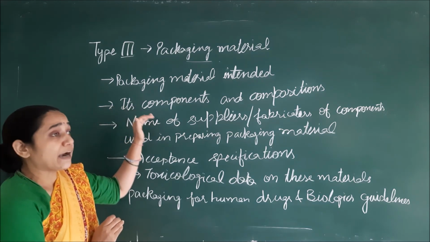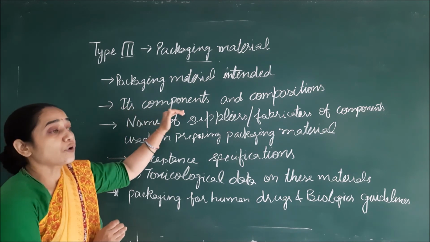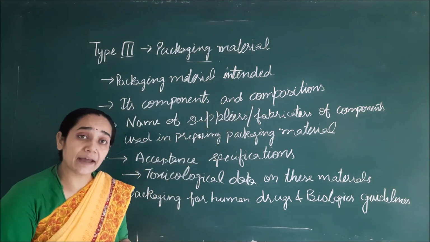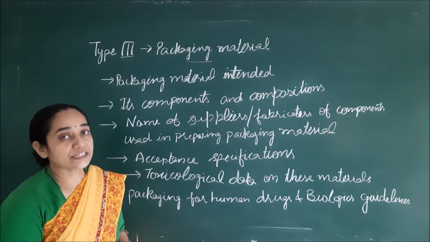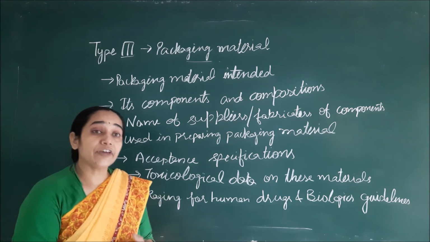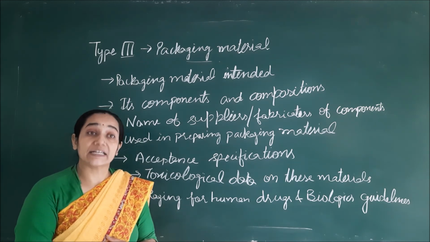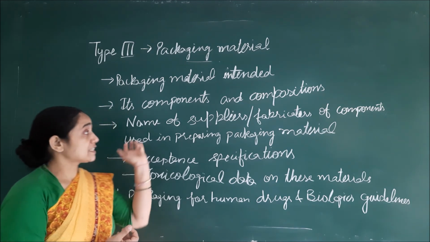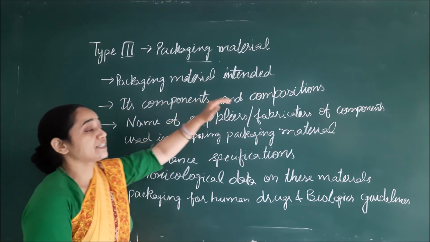Now, the next part of the DMF of type 3, under the second subsection, is the components and compositions. If we are making a strip pack, then what will be the composition of the strip pack? If we are making a blister pack, then what will be the composition of the blister pack? Or if we are making a plastic container or metallic container, whatever may be, it will be justified under this subheading of components and compositions.